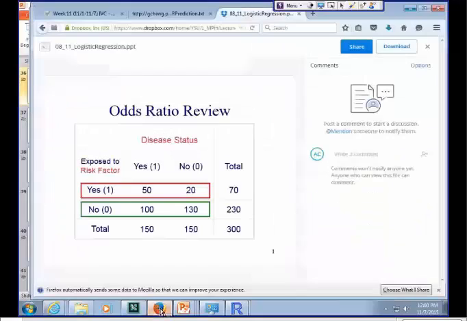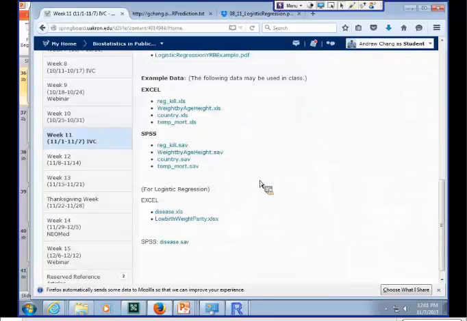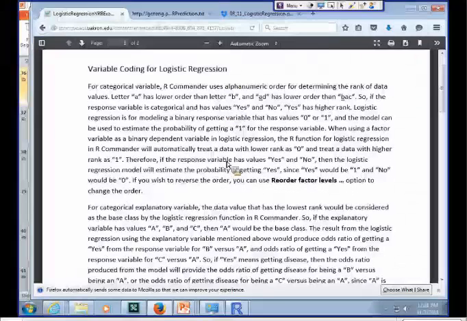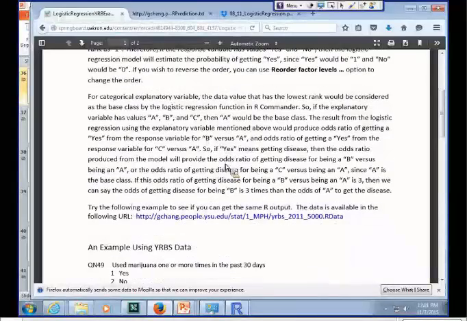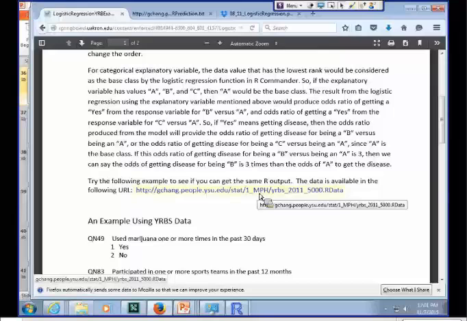On Springboard, let me see, do I have Springboard? Okay. On Springboard, I made a note here: Logistic regression, YRB example. That's the kind of exercise you might like to play with if you have time. I have this as R data, so if you download it and load it from R Commander, it'll load the whole data.